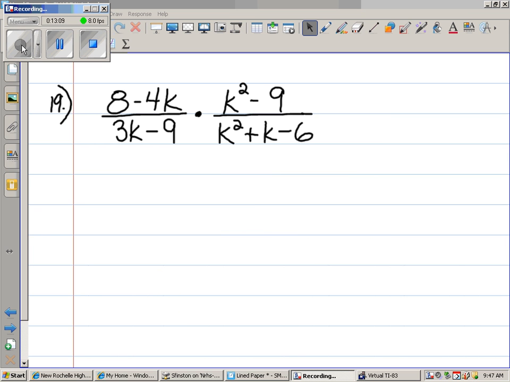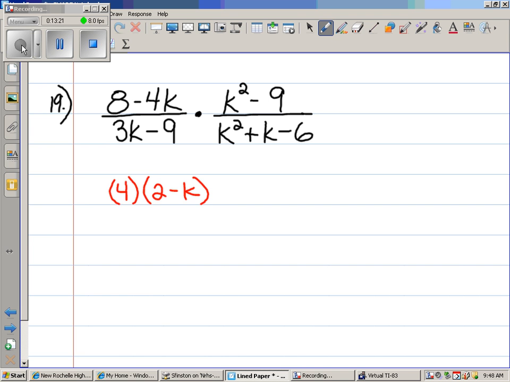So step 1 is just to factor everything. Everything you possibly can. You know, the GCF of 8 and 4k is going to be 4. And after you get done pulling that out, it's going to be like 2 minus k. On the bottom, the GCF of these is 3. It's k minus 3. This is the difference of two perfect squares. It's k plus 3 and k minus 3.